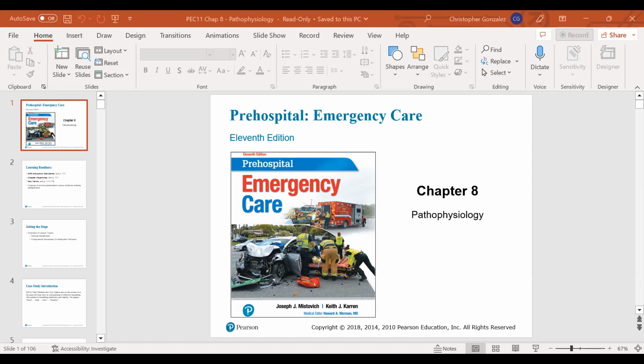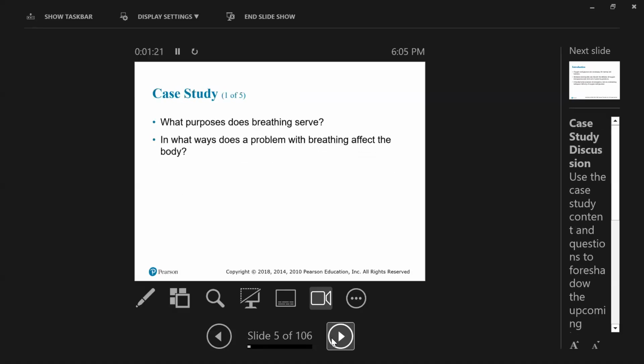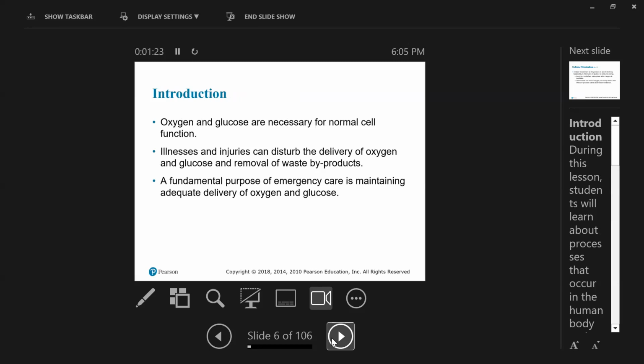Jeez. So let's see what happens. Okay, so basically, learning objectives. Okay, one of the key things, man. The hell I did with these.